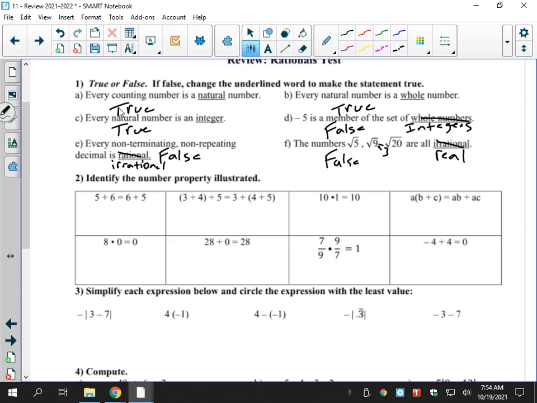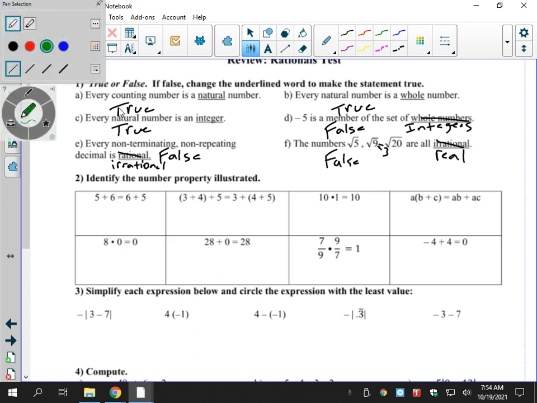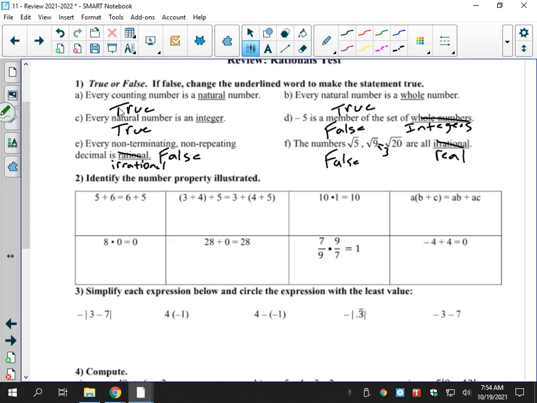On number 2, naming our properties, if we need a review of those names, we can look them up in our skills review booklet. Okay, this is something we could see maybe as a multiple choice question on the test. Not a big portion, just a, hey, we're still using these concepts. 5 plus 6 equals 6 plus 5. That's going to show us our commutative property, and it's fine if you abbreviate. Okay, let's see. Our next one is showing us the associative.